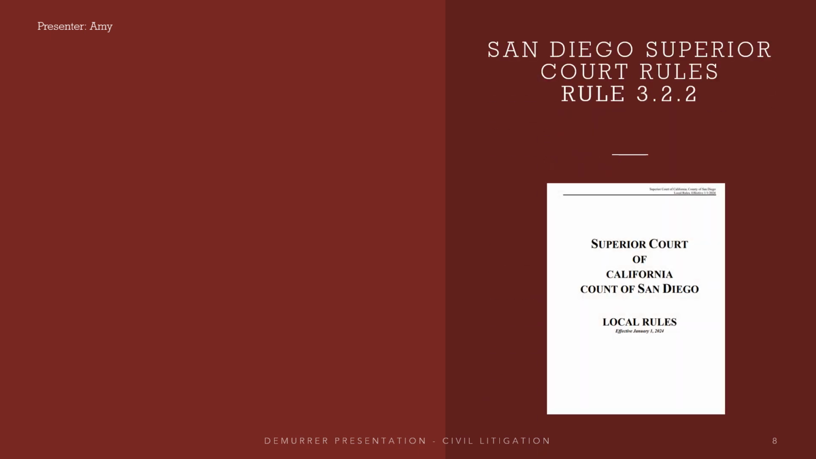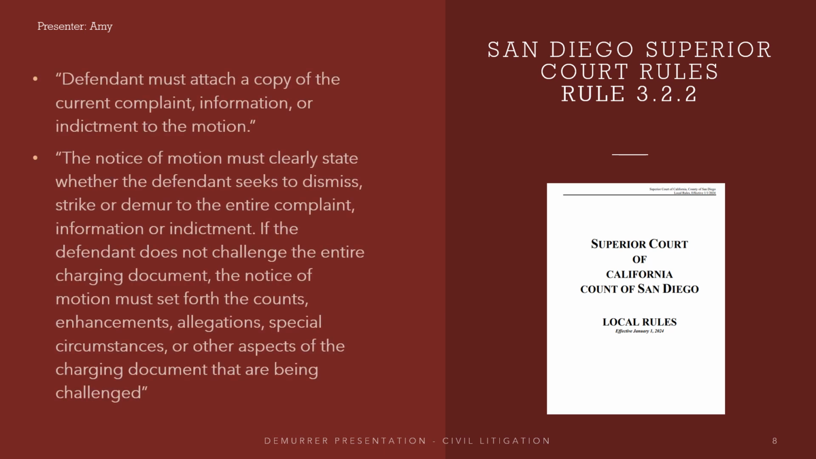Demurrers, as we have covered, are mainly dictated by the California Rules of Court and the California Code of Civil Procedure. San Diego Superior Court Rule 3.2.2 clearly defines how the demurrer must be filed with local courts. It states that a defendant must attach a copy of the current complaint, information, or indictment to the motion. This motion must clearly state whether the defendant seeks to dismiss, strike, or demur to the entire complaint, information, or indictment. If the defendant does not challenge the entire charging document, the notice of motion must set forth the counts, enhancements, allegations, special circumstances, or other aspects of the charging document that are being challenged.